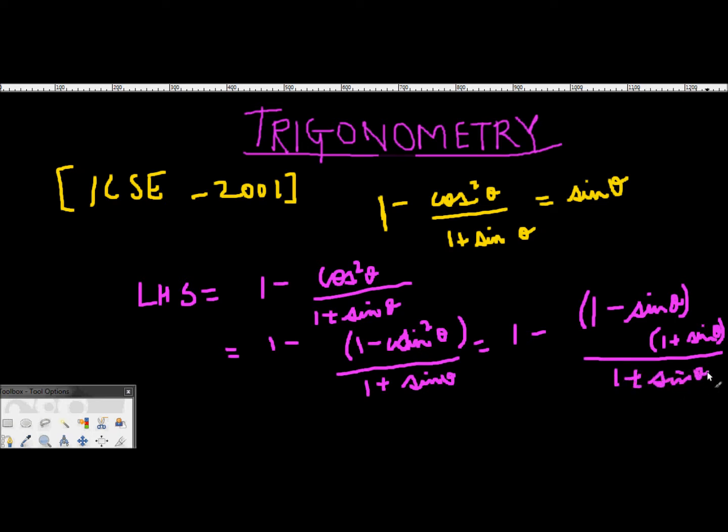So guys, this 1 plus sine theta and this 1 plus sine theta get cut. What you're left with now is 1 minus, remember there is a minus sign here, so the signs will change, guys. It'll be 1 minus 1 plus sine theta, and now it's really easy. 1 minus 1 goes off, so you only have sine theta, which is equal to your RHS. So guys, that's how you tackle such questions.